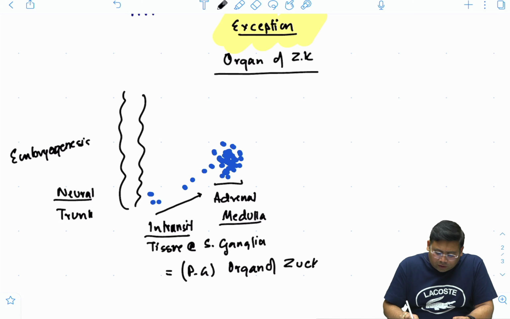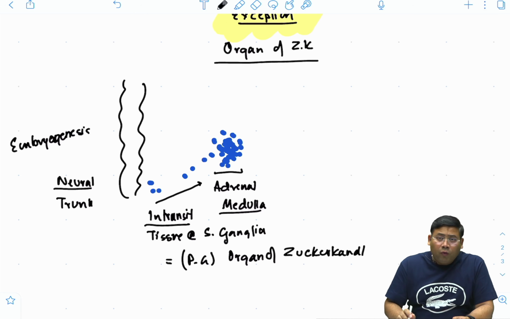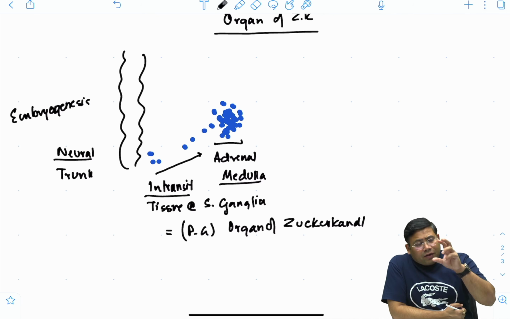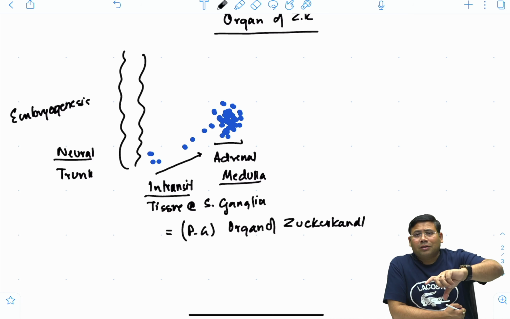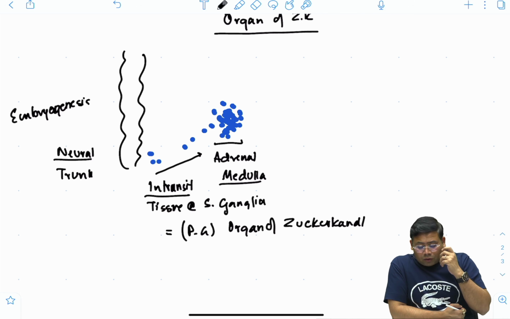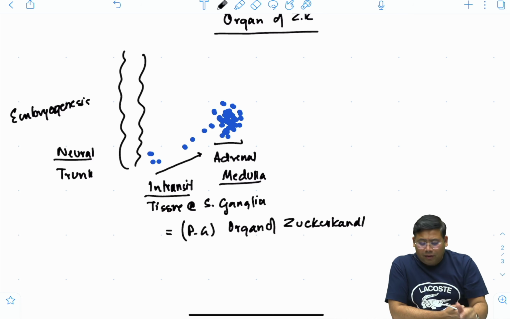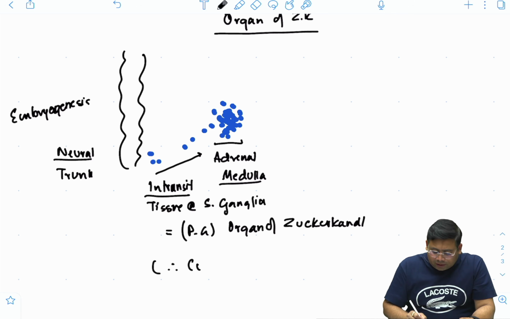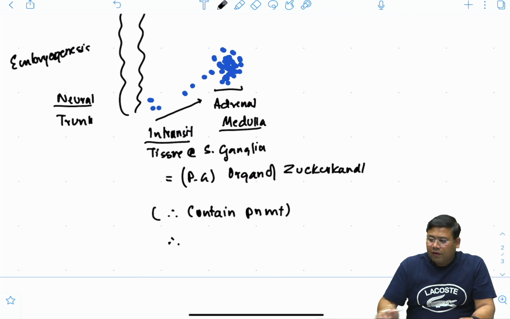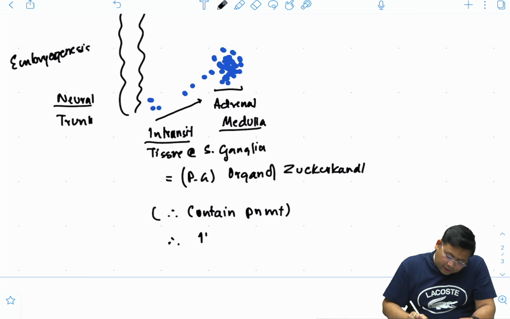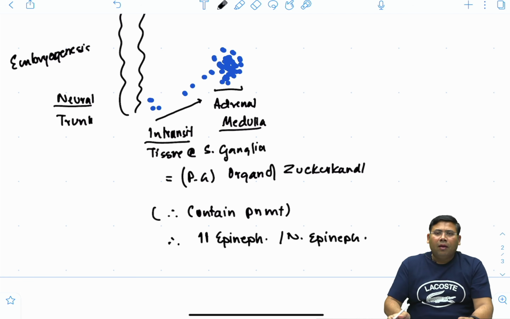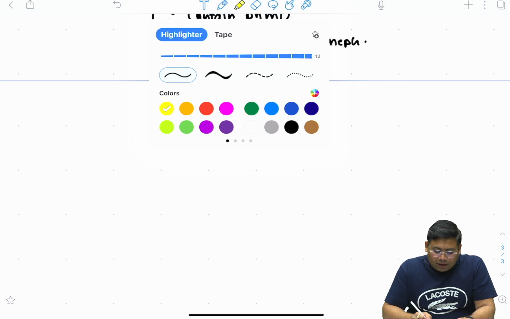So the organ of Zuckerkandl had the potential to form what, students? The classical adrenal medulla, but they couldn't, because there was developmental delay. They inherit that same PNMT, so they contain PNMT, and since they contain PNMT, it is very important for you to understand that there is an increase of epinephrine also, and an increase of norepinephrine also.